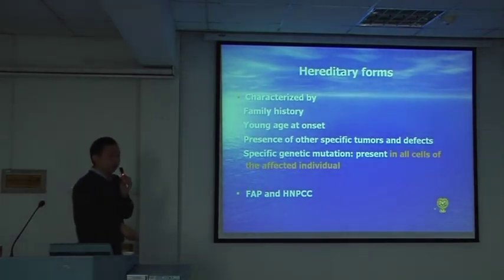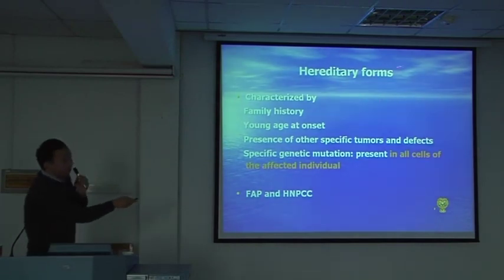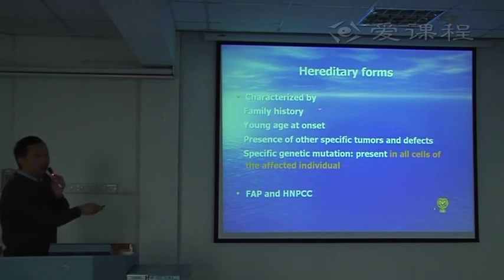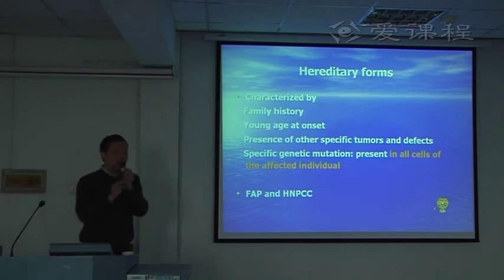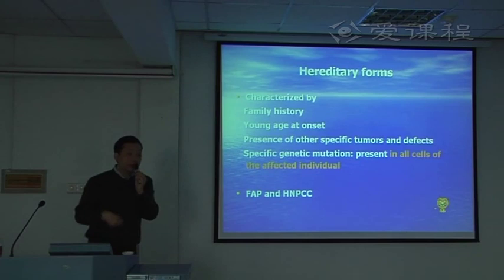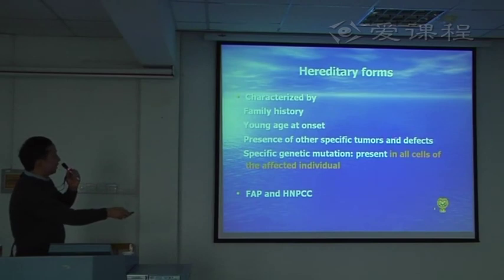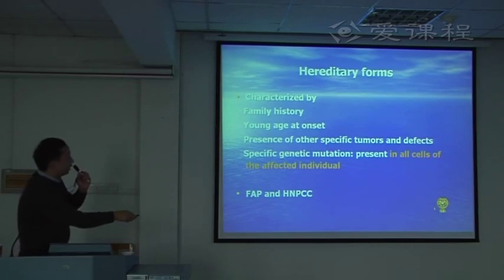Yeah, most is sporadic. Okay, so what is the hereditary form? It is characterized by familial history, young age at onset. Most people with the hereditary form of colorectal cancer are less than 50, but for the sporadic one, usually more than 50, older. And the presence of other specific tumors and defects with specific genetic mutations.